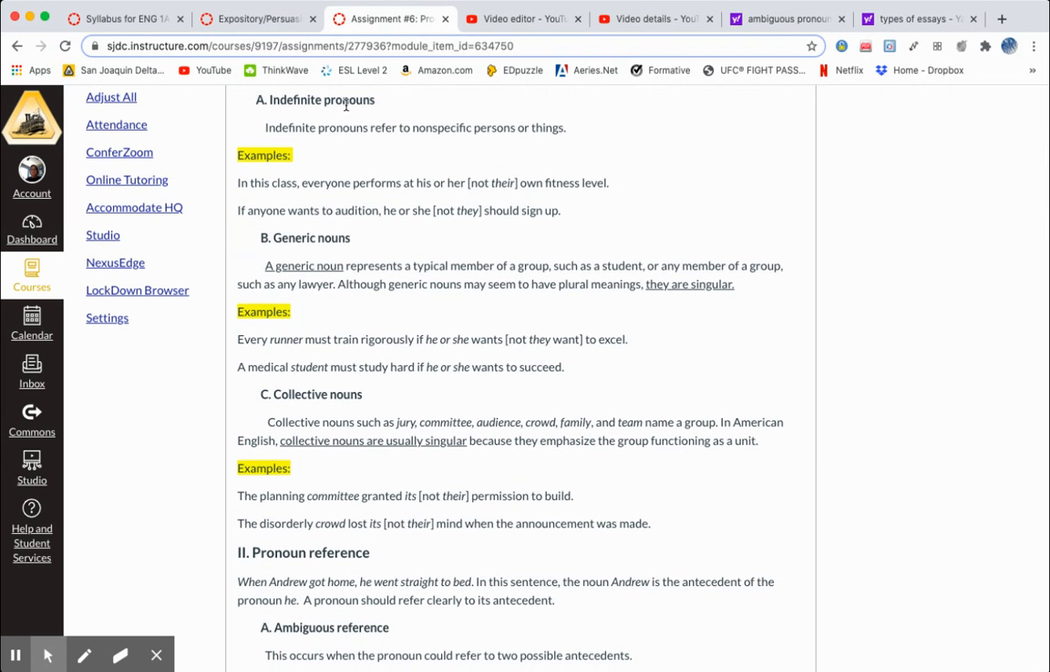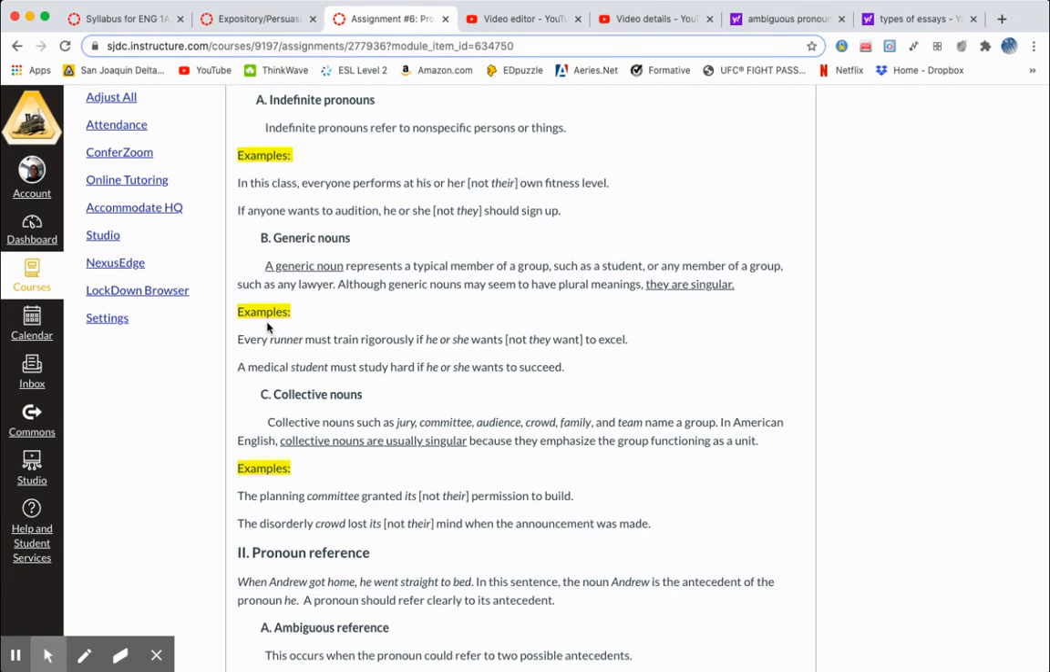First, we looked at indefinite pronouns, and now we're looking at what's called generic pronouns, or generic nouns. A generic noun represents a typical member of a group, such as a student, or any lawyer. Although generic nouns may seem to have plural meanings, they are singular. And that's the key. That's why I underlined a generic noun, singular. Let's look at a couple of examples.